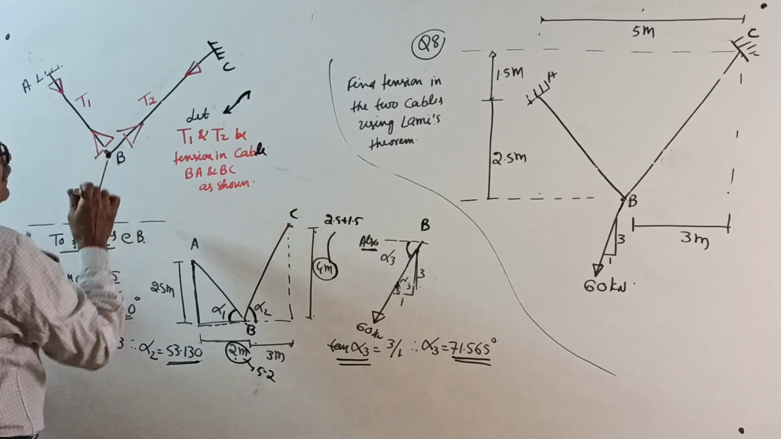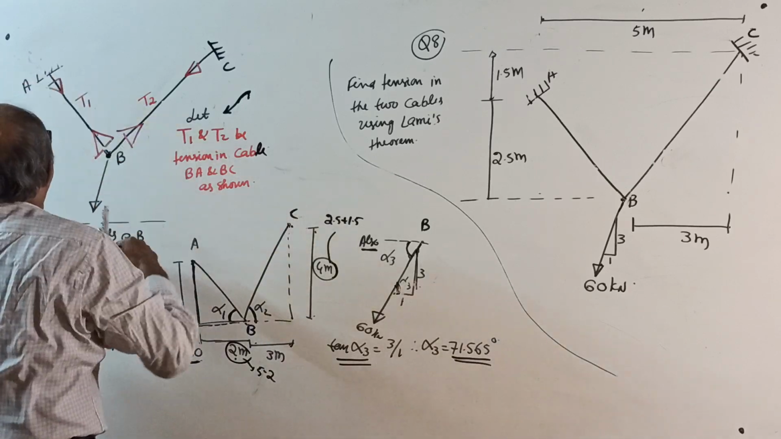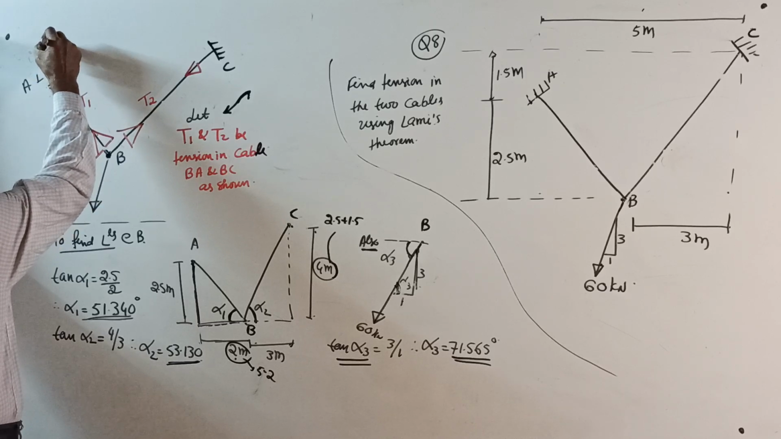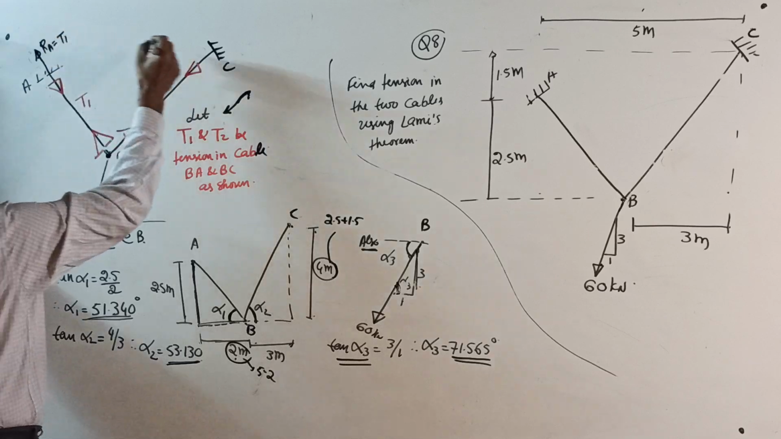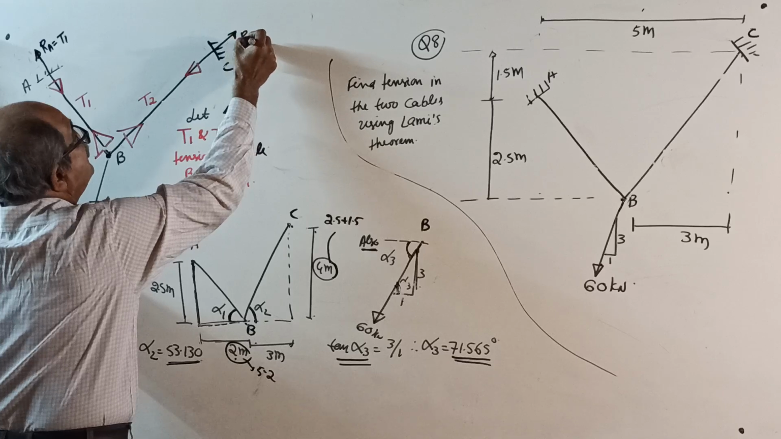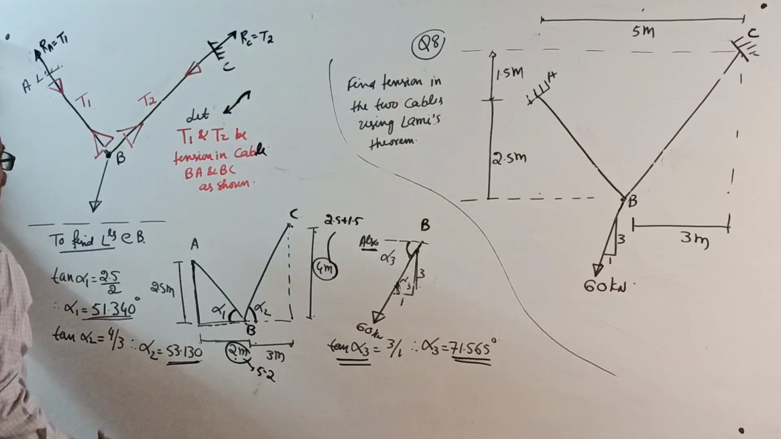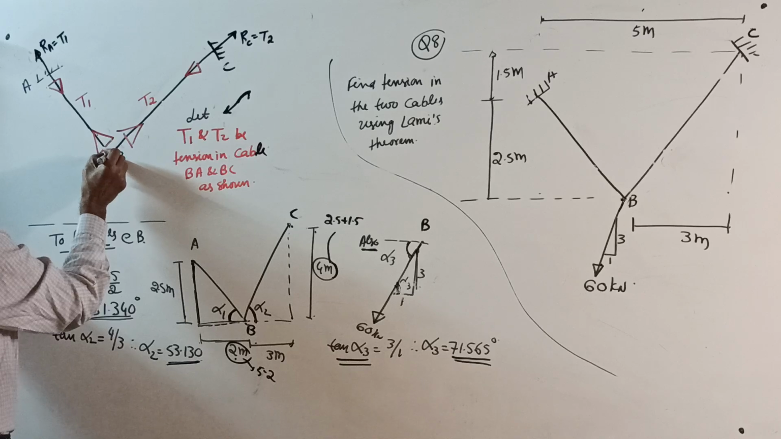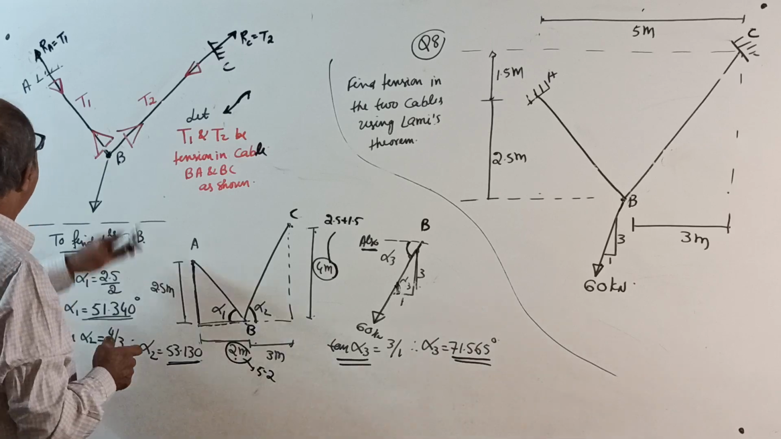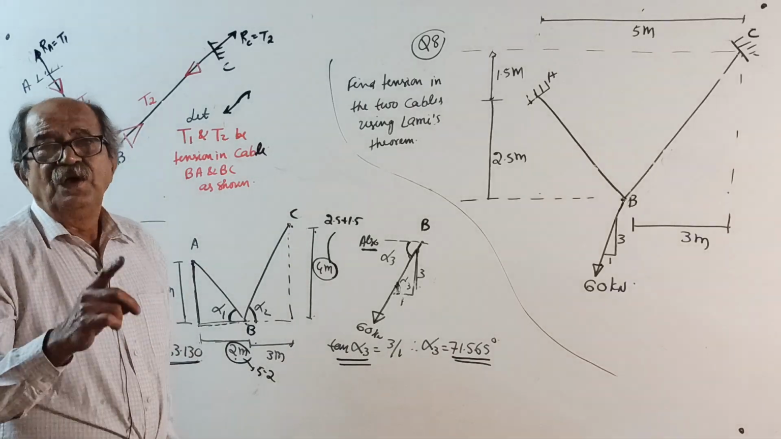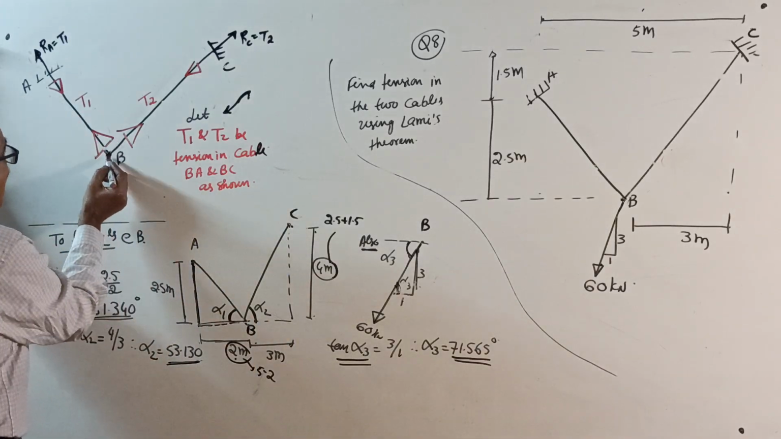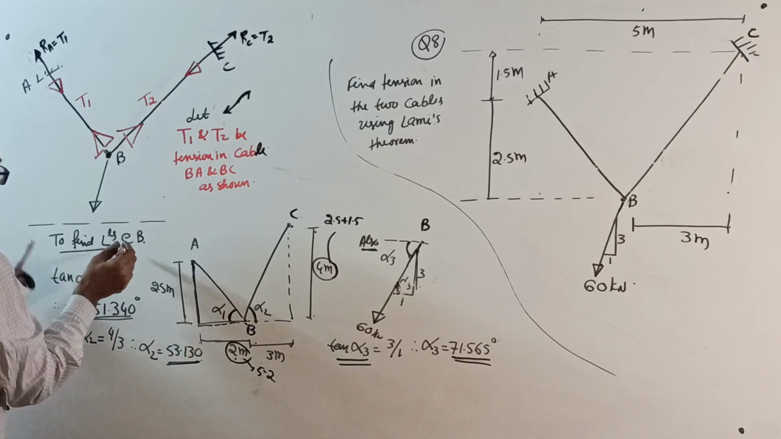Okay, now, just for information, when this is going this way, there will be a reaction here. We don't require it. Reaction RA, which will be equal to T1, and there will be a reaction exactly in the same line, reaction RC equal to T2. We don't require it. Okay, now, we are considering joint B. Now, make a note. Now, we have to find T1, T2. You will consider equilibrium of joint B. Therefore, we require angles at B. Okay, start to find angles at B.